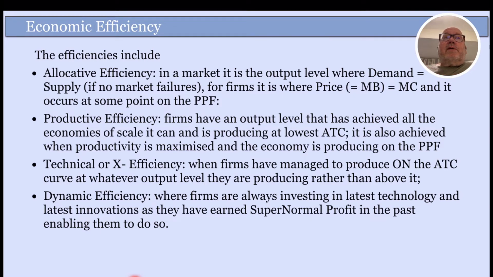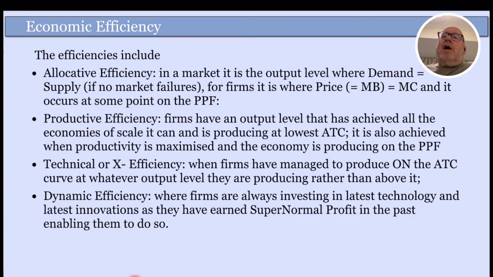When it comes to a firm, it's where price always equals marginal benefit, and where that then equals marginal cost. Okay, and you can also find it at some point on the PPF. So allocative efficiency is not at any point of the PPF, it's at one of those points on the PPF. That's the point where you've allocated the factors of production to where they're most highly valued.